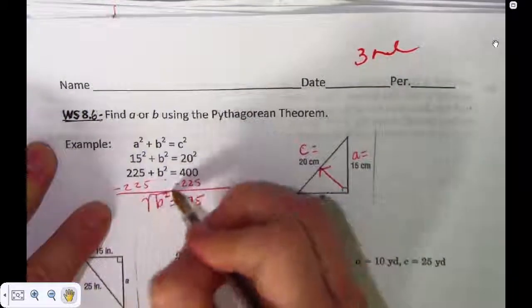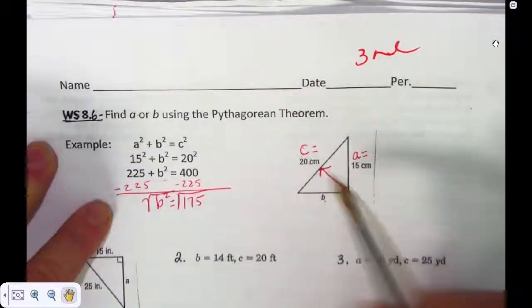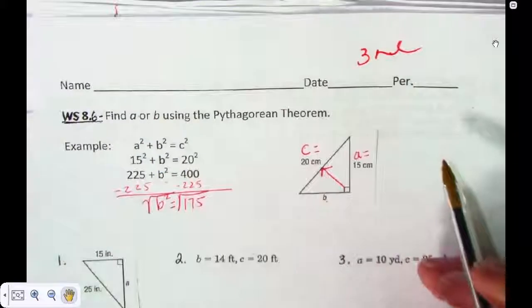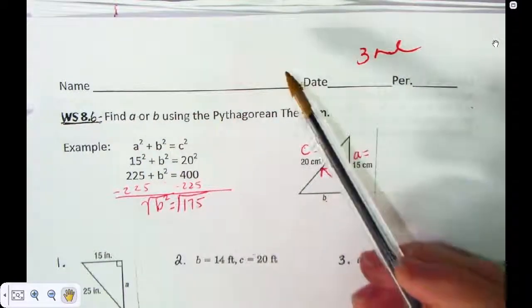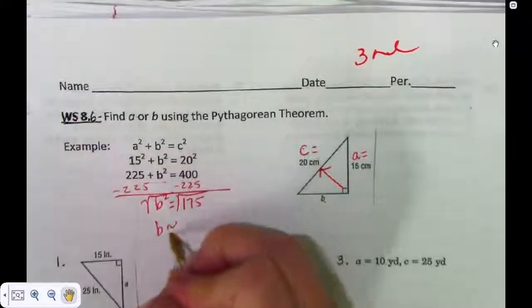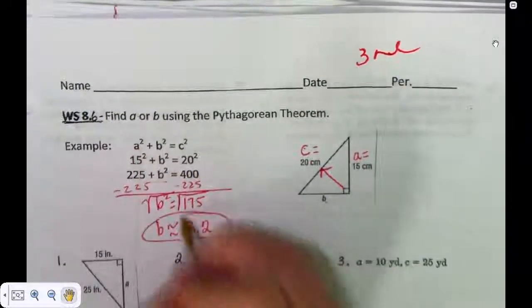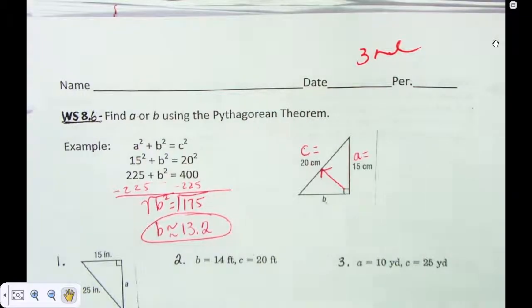And we're going to take the square root because they want the length of the missing side. Well, the directions say find A or B using the Pythagorean Theorem. 13.2. Good. Awesome. Okay. I wrote that in red, and it's very hard to see. I realize now. There's a glare on the board.